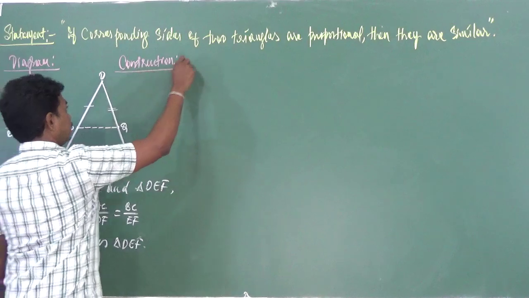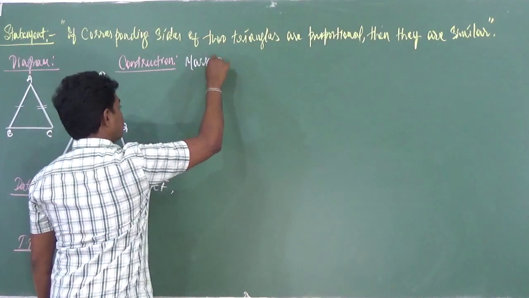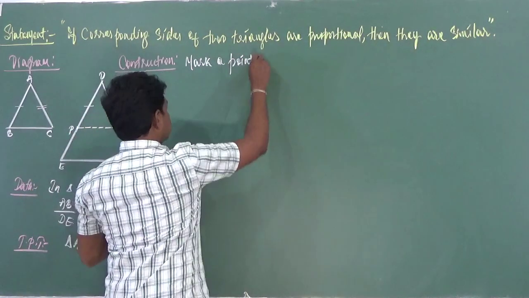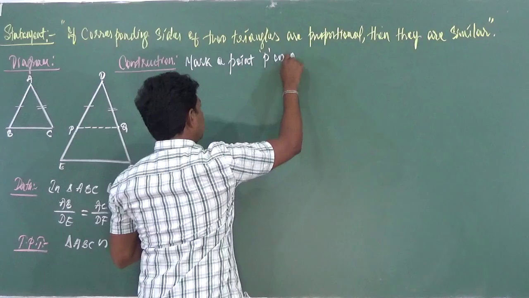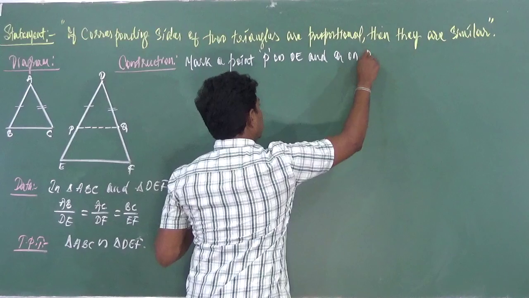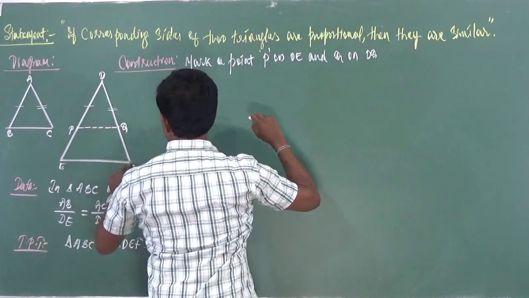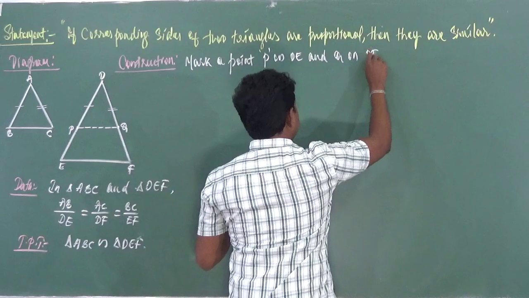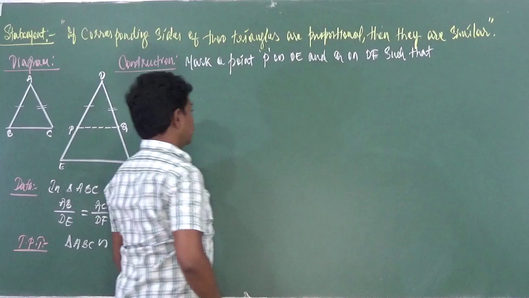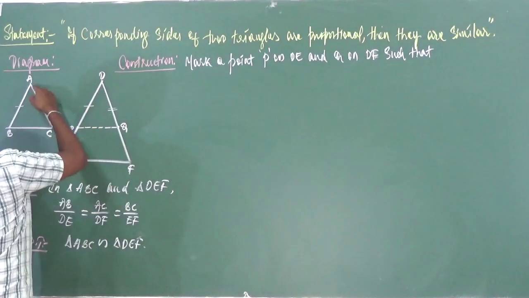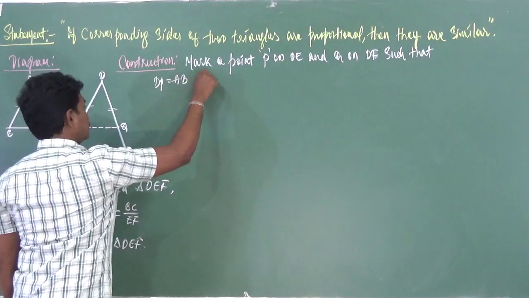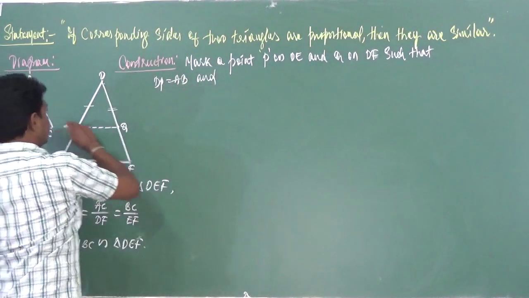So mark a point, right? P on DE and Q on DF such that, in such a way that, okay, DP is equal to AB and DQ is equal to AC.